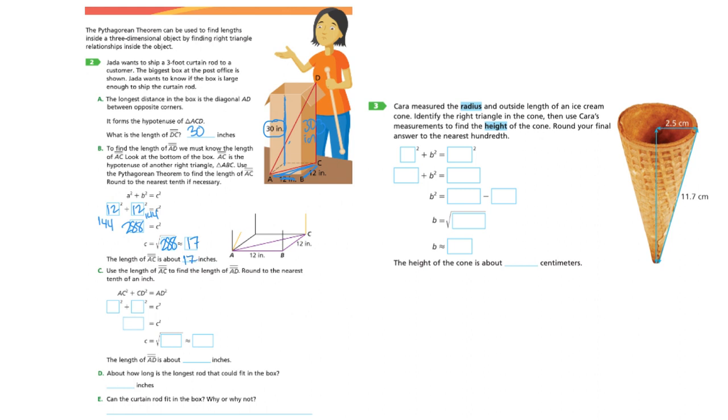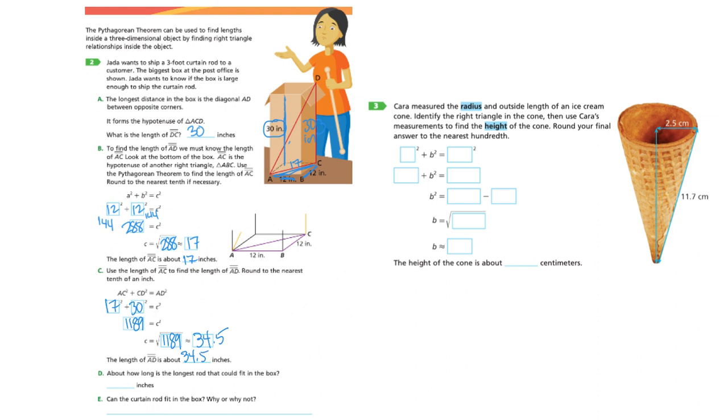Then it says in C, use the length of AC to find the length of AD. So hopefully what you did is you said, if I know this is 17 and CD is 30, I can say 17 squared plus 30 squared equals C squared. So 1,189 equals C squared. So C equals the square root of 1,189, which equals approximately 34.5. The length of AD is about 34.5 inches.